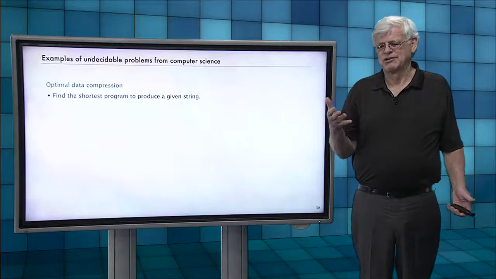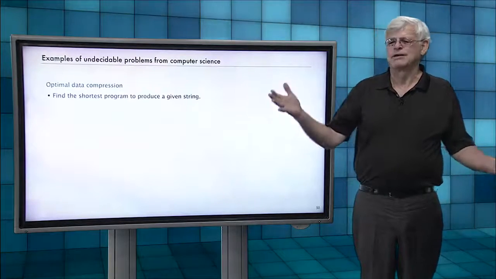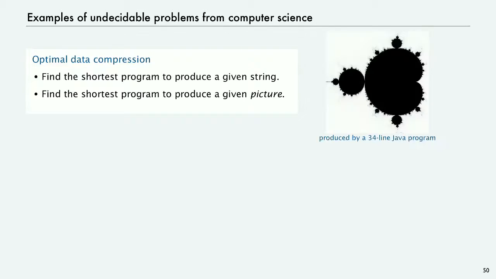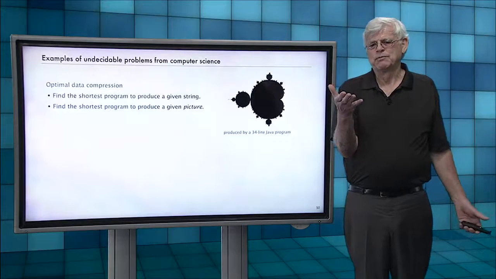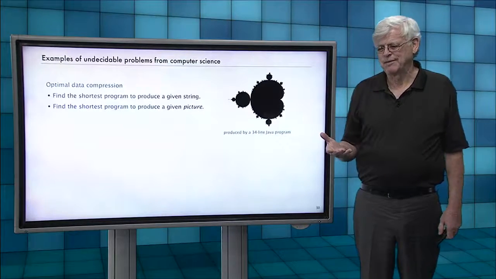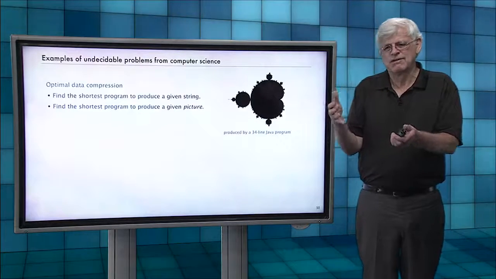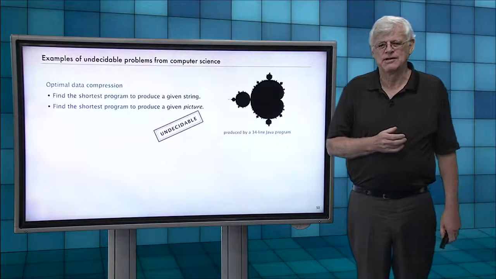So data compression, we have a movie, you want to compress it to make it smaller. So I want to make it as small as I can. One way to formulate that is, given a string, find the shortest program that can produce it. Or given a picture, find the shortest program that can produce it. Remember, we did the Mandelbrot set. That's a pretty complicated picture. We produced that with a 34-line program. But if some data compression method gets that picture, can it figure out a short program to produce it? No, that's undecidable.